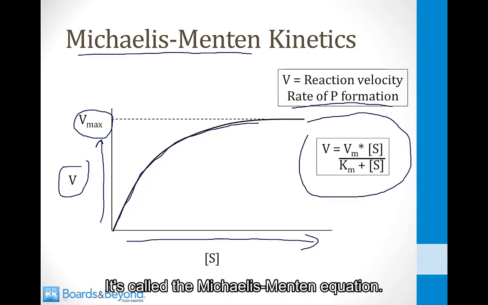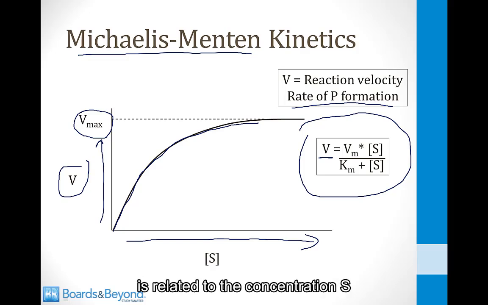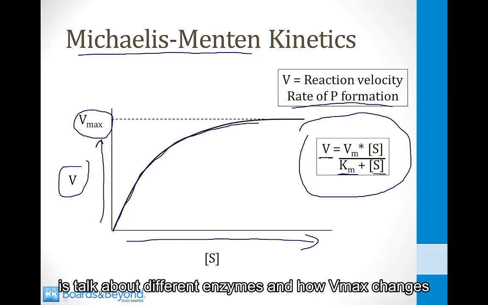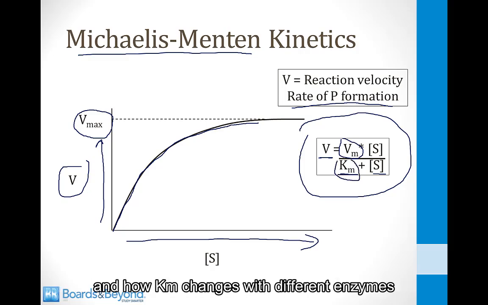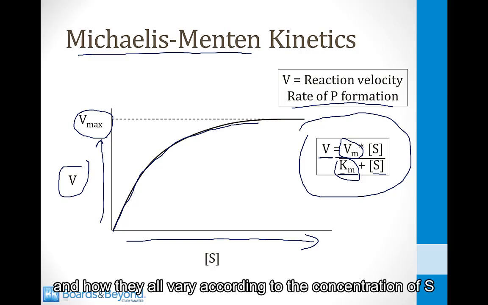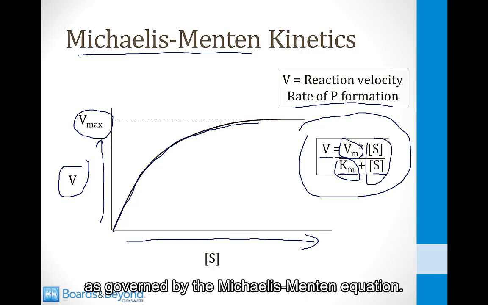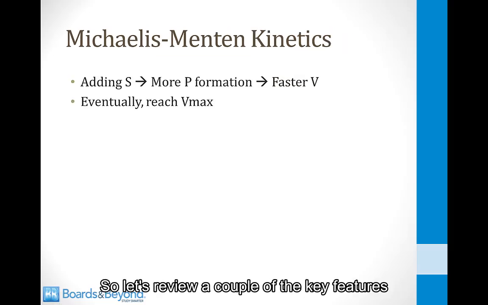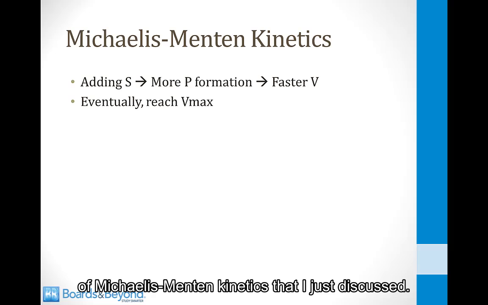It's called the Michaelis-Menten equation. And it says the velocity of P formation, V, is related to the concentration S by this equation: V equals Vmax times S divided by some constant called Km plus S. So what we're going to do in the next few slides is talk about different enzymes and how Vmax changes and how Km changes with different enzymes, and how they all vary according to the concentration of S as governed by the Michaelis-Menten equation. So let's review a couple of the key features of Michaelis-Menten kinetics that I just discussed.